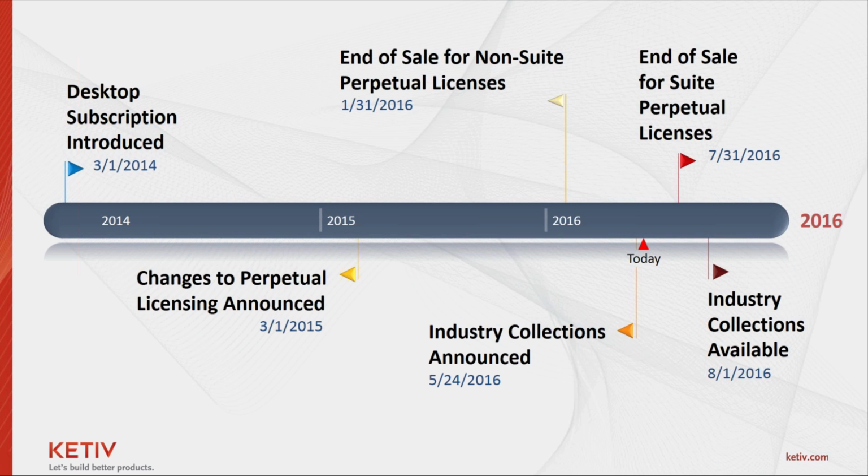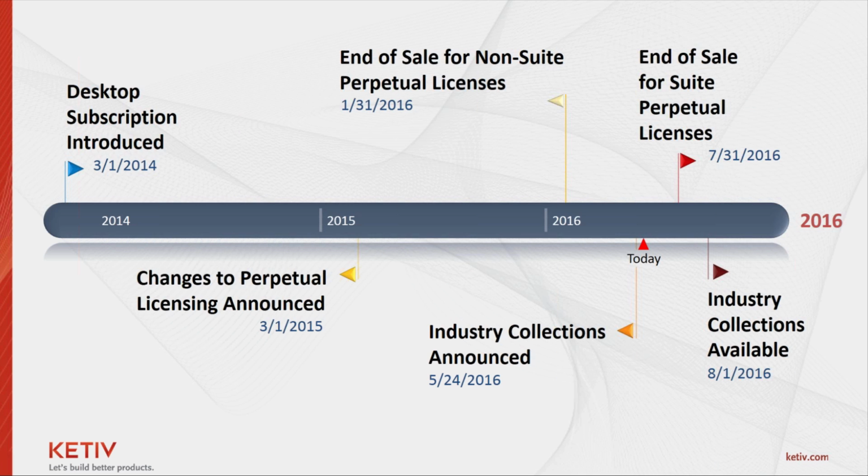So January of this year, end of sale for non-suite perpetual licenses, meaning you couldn't buy perpetual anymore of things like AutoCAD, Inventor. Revit's another one. Yeah, those definitely some of those core products, but simulation and stuff that's still available today. In May, the industry collections were announced, kind of replacing the suites, whether that be product, factory, building, all of those other things. And you'll find out how you can transition from one of those to an industry collection in a bit here.